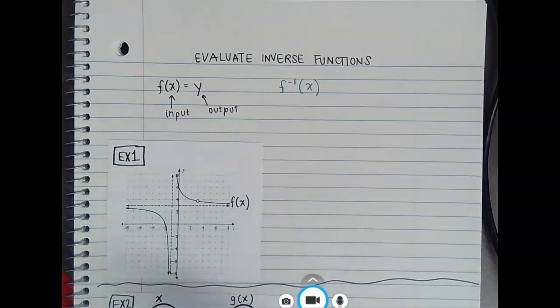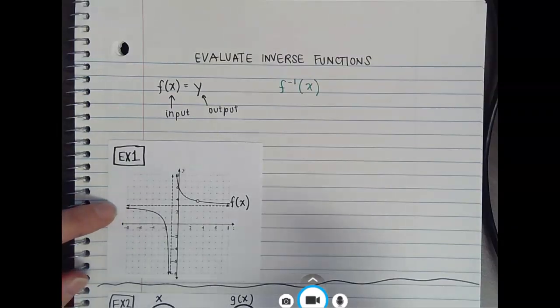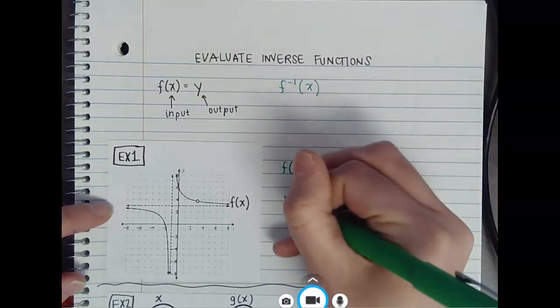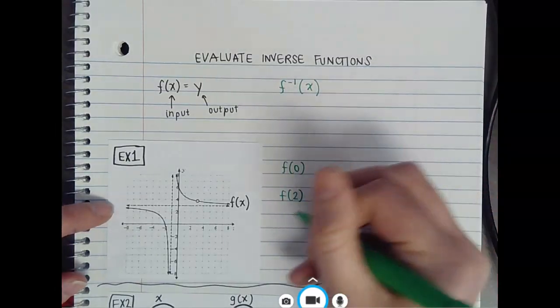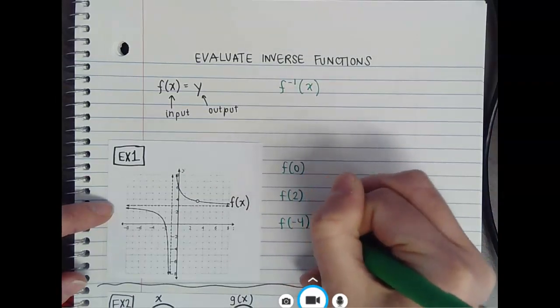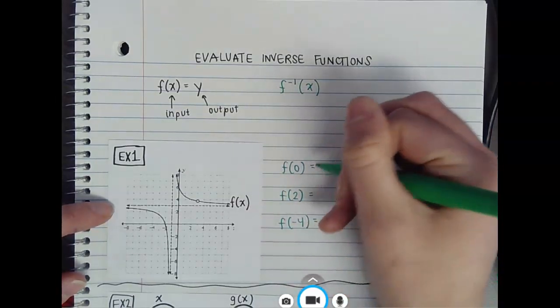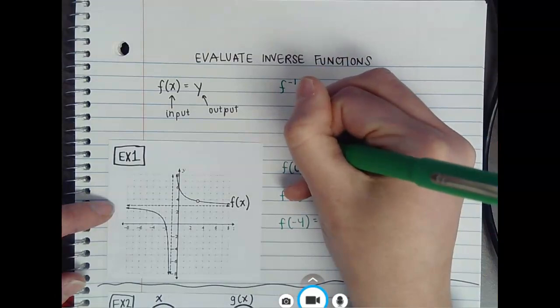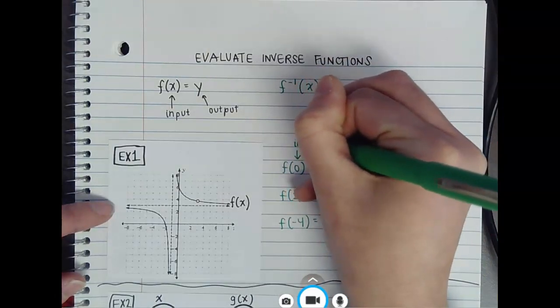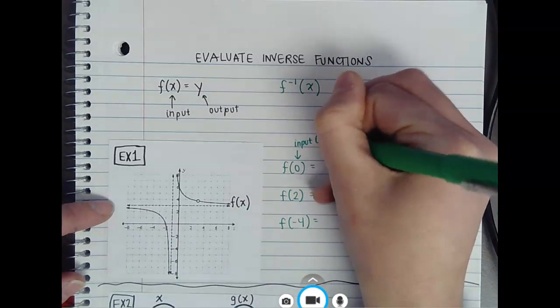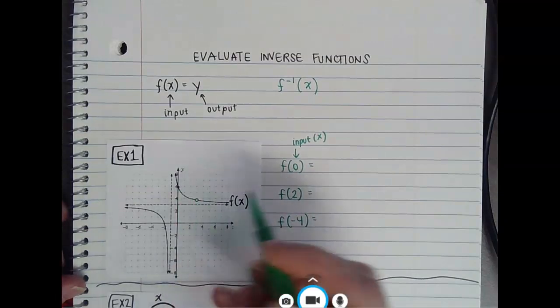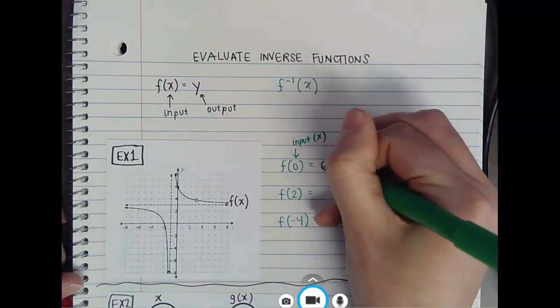We have 3 examples to evaluate inverses. Here's example 1. We have a rational function graphed, and I want you to find f of 0, f of 2, and f of negative 4. So this is just a review of function notation. F of 0 means find 0 as an input value on the graph, or an x value. An x value of 0 slides up to an output of 6. So f of 0 equals 6.